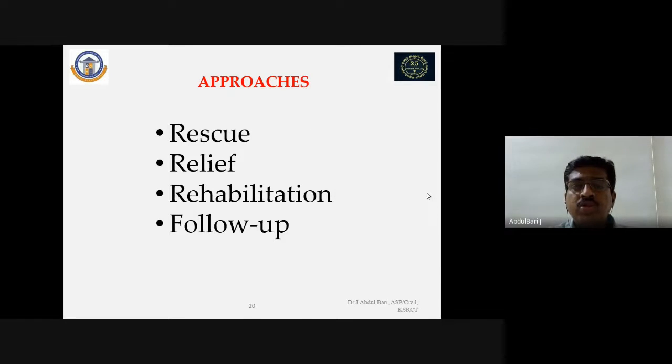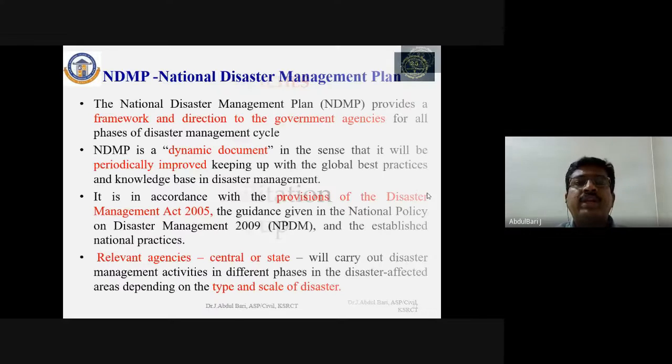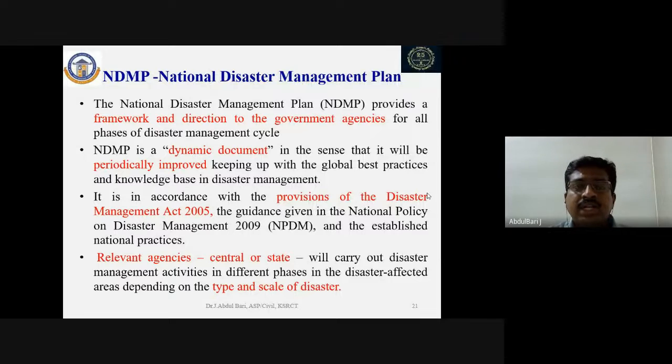The approaches to overcome these disasters are rescue, relief, rehabilitation, as well as follow-up. We have to overcome particular disasters through these approaches. That is, rescue action to be taken, relief action to be taken, rehabilitation to be taken, follow-up action to be taken. And the National Disaster Management Plan is taken into account in these kinds of situations. This plan, the NDMP, provides a framework and direction to government agencies for all phases of the disaster management cycle.